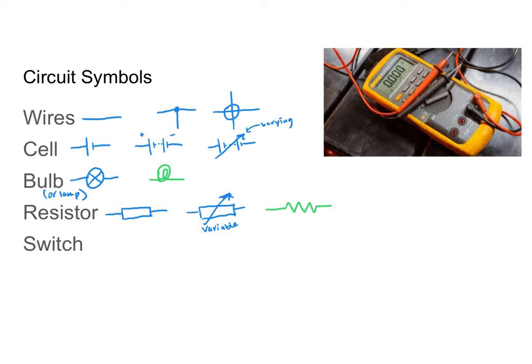So next we have our switch, and switches are easy. They are just going to look like this. They look exactly like how you would draw a switch if you were just going to draw it on your own. So these are our key circuit symbols for our basic circuit elements.